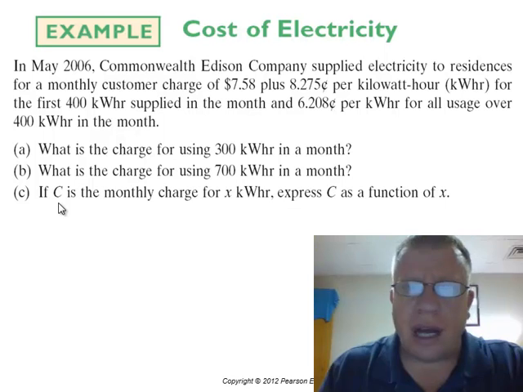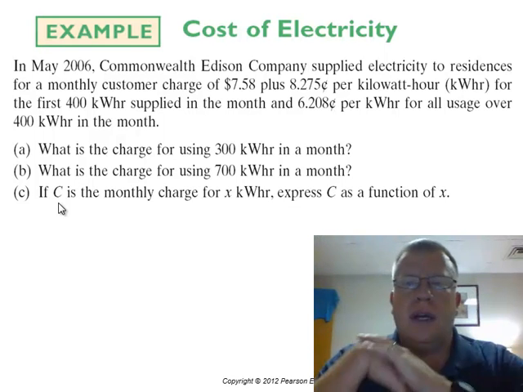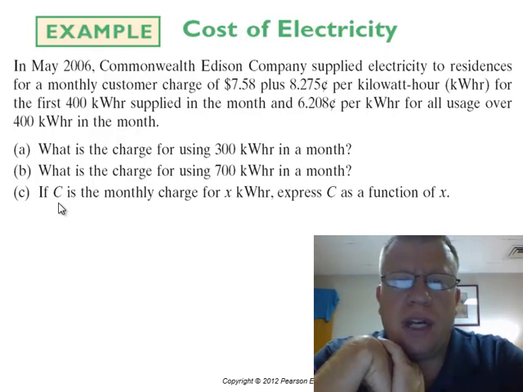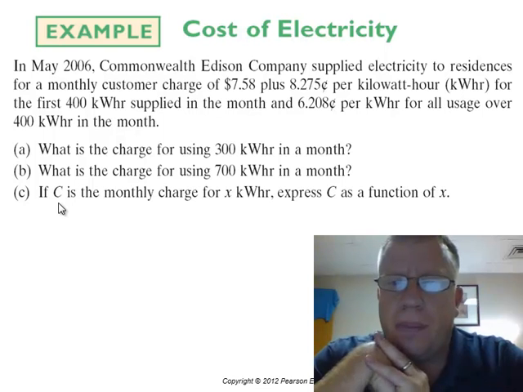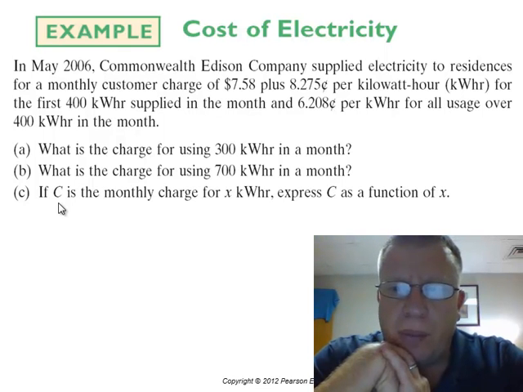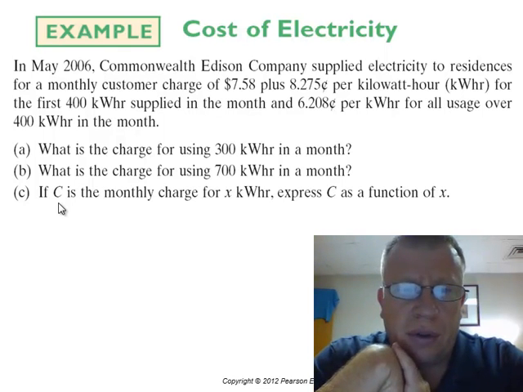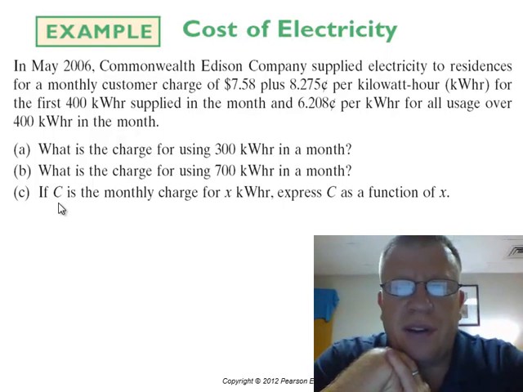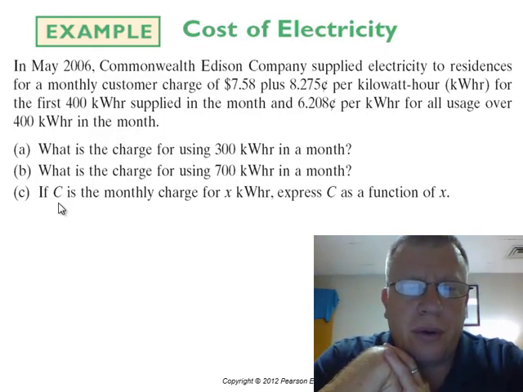Okay, now let's talk about an example here. Let's read through this. In May 2006, we have this electric company that supplies electricity to houses for a monthly service charge, $7.58 per month. That's a fixed cost, plus 8.275 cents per kilowatt hour for the first 400 kilowatt hours used.